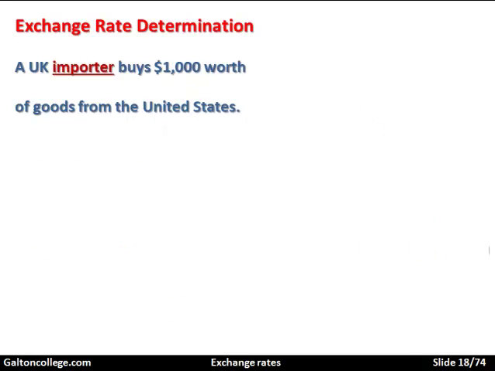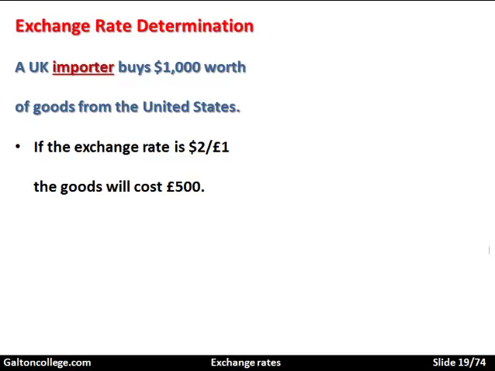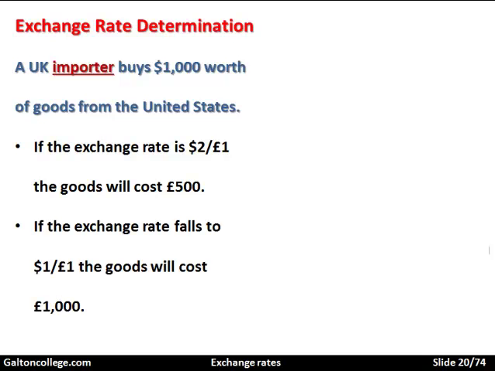Now let's look at the situation where we have a UK importer, and the UK importer buys $1,000 worth of goods from America. If the exchange rate is $2 to the pound, the goods will cost £500. If the exchange rate falls to $1 to the pound, the goods will cost £1,000. So a fall in the exchange rate here has made imports a lot more expensive. In this example, it's double the price of the imports. So the exchange rate influences the price of imports.